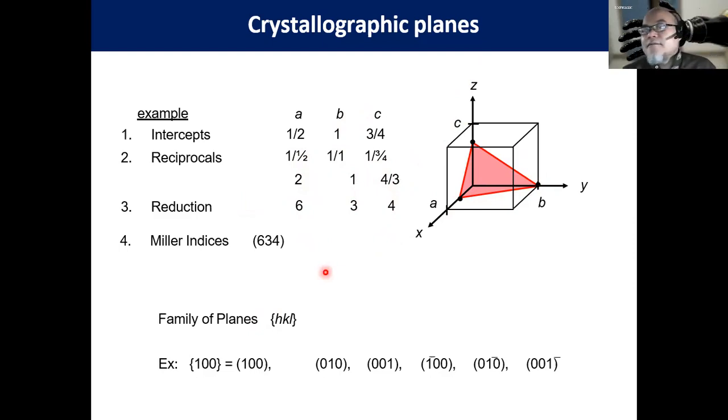Like the direction, we can also have a family of planes. For a family of planes, we express it in curly brackets. So the example of the {100} family includes the planes (100), (010), (001), (1 bar 00), (0 1 bar 0), and (00 1 bar).